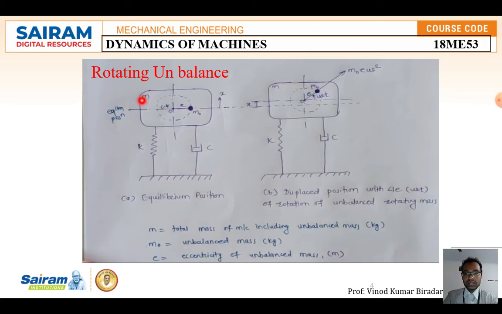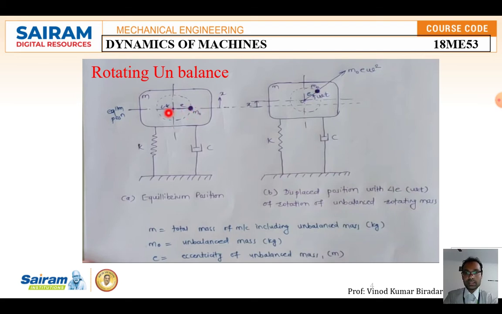In this mechanical system, to reduce the vibration, we use isolation, that is, the spring stiffness and the damper. Here, from point O to point m is the eccentricity, that is, a distance. Here a small mass is fixed, this is m naught. m naught is nothing but the unbalanced mass.